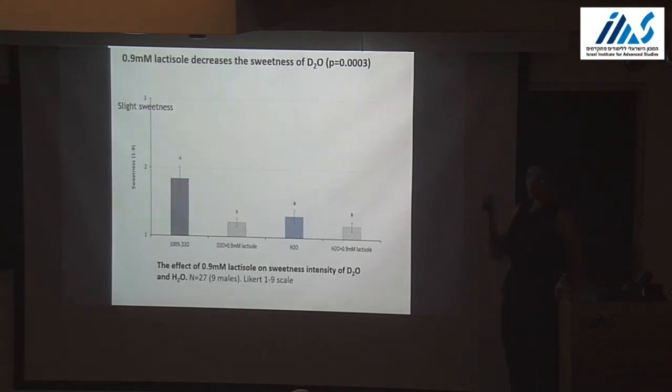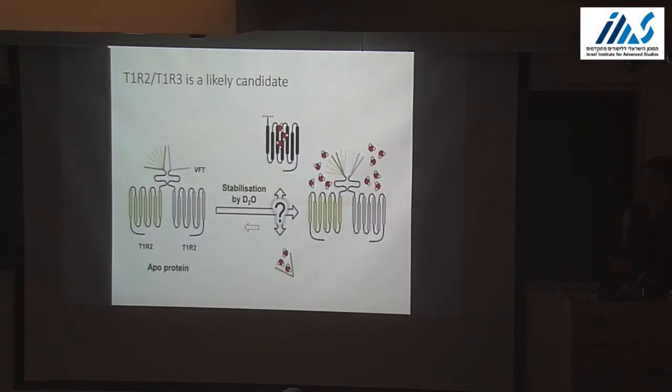Okay. And so now remember I told you about lactazole that inhibits the T1R2, T1R3 receptor. And what we could show is that adding lactazole to the D2O actually diminishes its sweetness, and it does nothing to the H2O. So this is our first hint that it is the T1R2, T1R3 that is involved in sensing the sweetness of D2O. So it's a likely candidate. How it works, we still need to investigate.